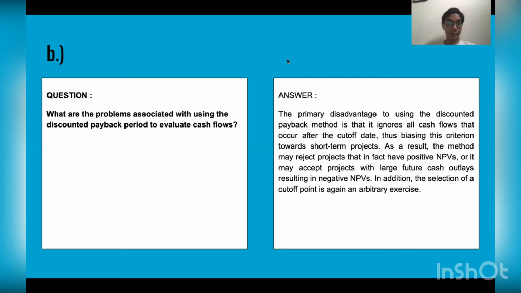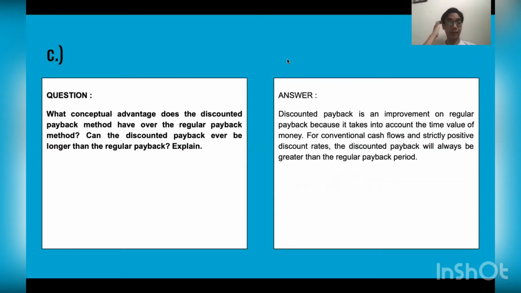Okay, so the last question in this problem: what conceptual advantage does the discounted payback method have over the regular payback method? Can the discounted payback ever be longer than the regular payback? Explain. The answer is that discounted payback is an improvement on regular payback because it takes into account the time value of money. For conventional cash flows and strictly positive discount rates, the discounted payback will always be greater than the regular payback period.